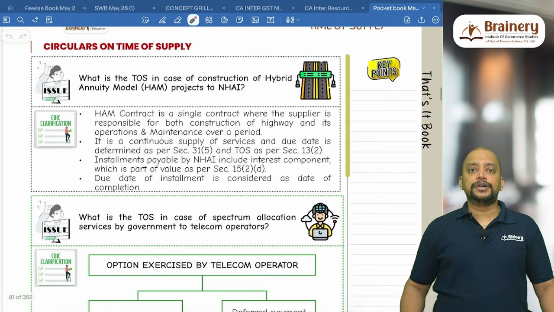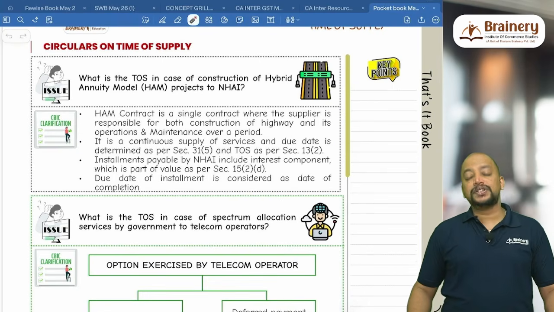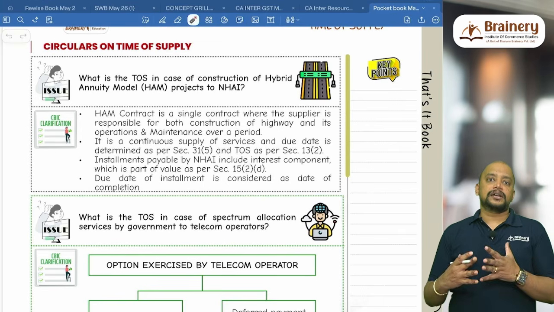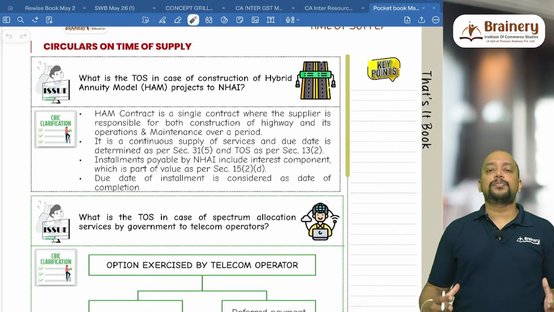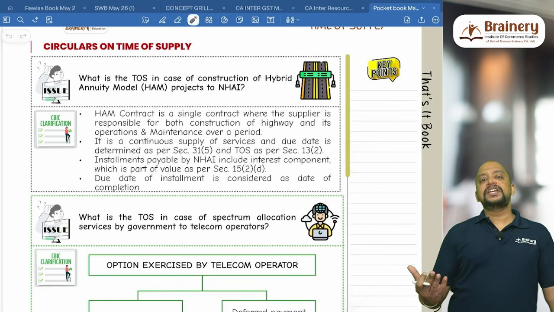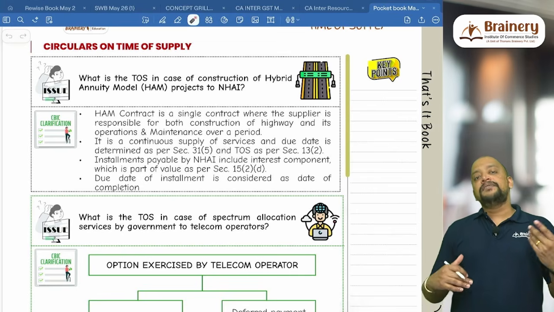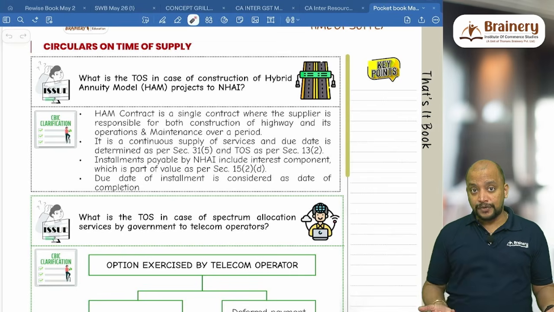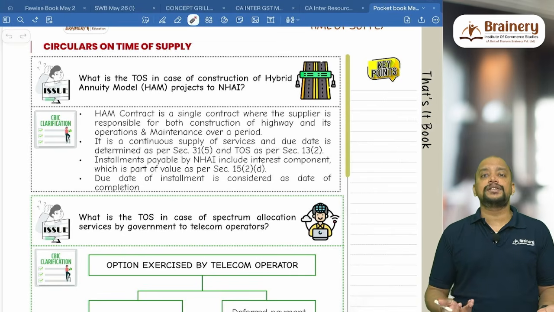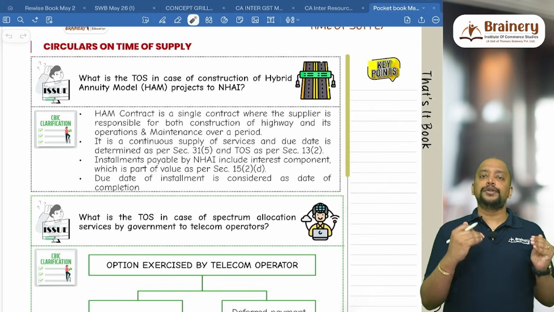First one is related to HAM project, that is hybrid annuity model project. In case of HAM project, is it like a continuous supply of service? Yes, it is a continuous supply of service. Being a continuous supply of service, if payment is based on completion of an event, whenever the event is completed, if the due date of installment is ascertainable, the due date of invoice is the due date of installment. So it's a continuous supply of service and we know how to determine the due date of invoice.